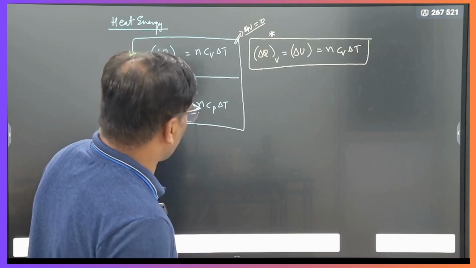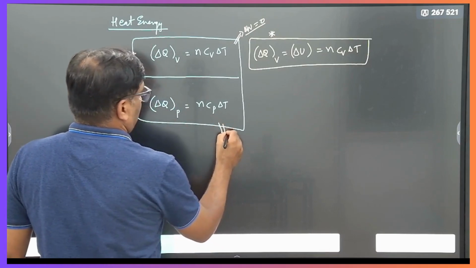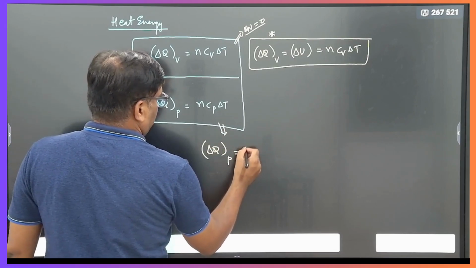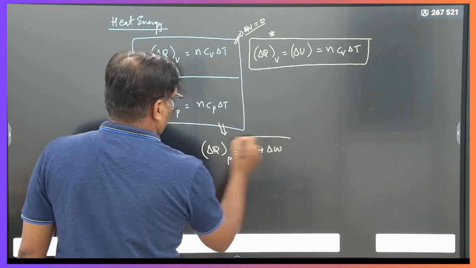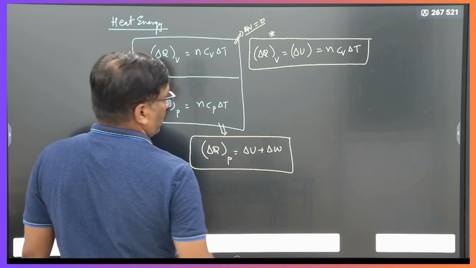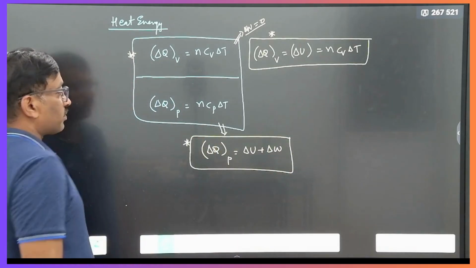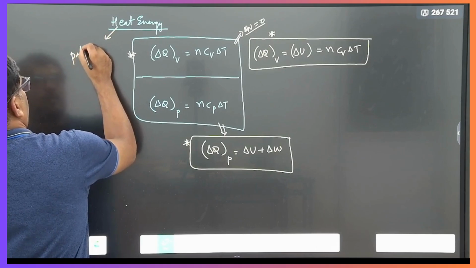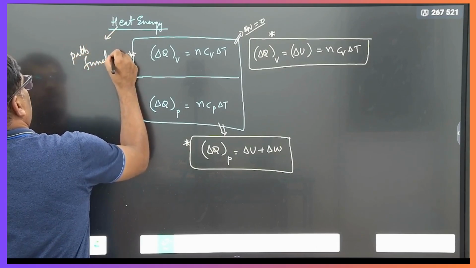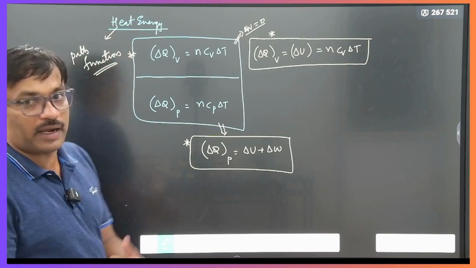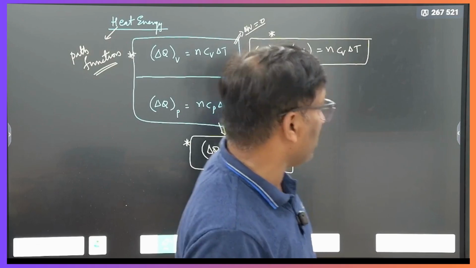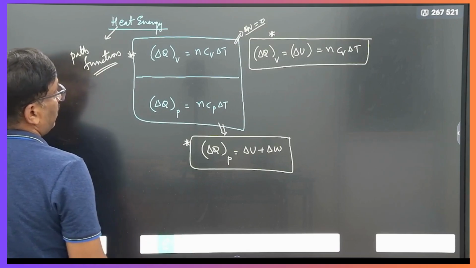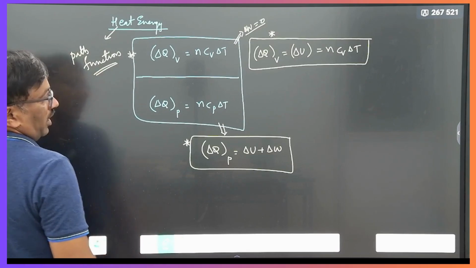Here, if you are supplying delta Q at constant pressure, the work done is not zero. So delta Q at constant pressure is delta U plus delta W, and constant pressure means work done is P into delta V. You can rewrite it as such. Clear? So this heat energy is a path function. That means the amount of heat energy supplied depends upon the path of a PV graph. It is a path function, not a point function. Clear? So these are all the information about heat energy supplied to the system.